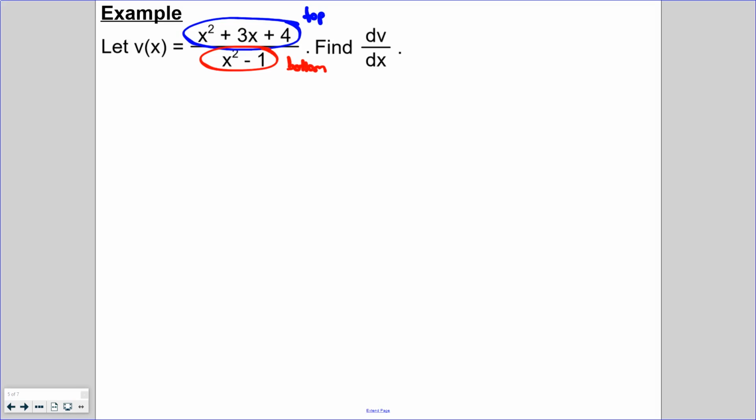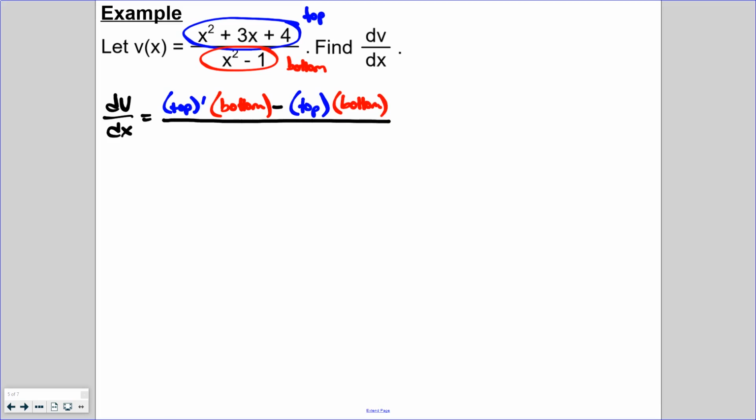So, if we start with our derivative, dv over dx is going to equal the derivative of the top times the bottom, minus the top times the derivative of the bottom, and that's going to be all over the bottom squared. Alright, so now we just need to figure out what all these pieces are. So we'll do a little bit of work here over on the side.